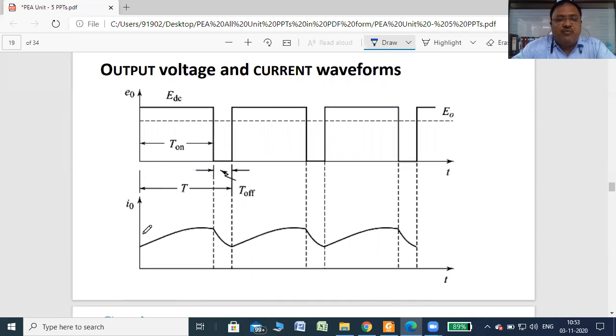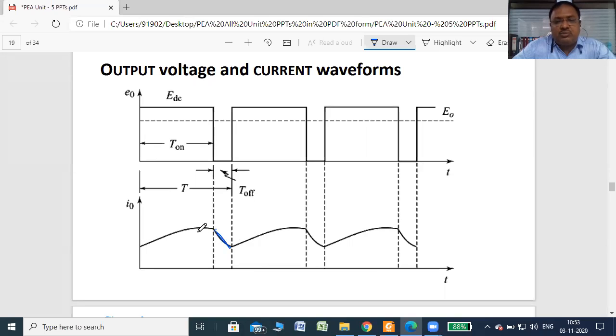That is shown here in the output waveform. Here the switch is on, and at that time the output voltage equals EDC. The inductor stores charge, so the current increases like this. At this instant, when the switch is off, the inductor starts to release energy through the load and EDC. So the current decreases, but it is still positive and continuous. It is not discontinuous current; the current is continuous. Voltage becomes zero, but current is still continuous. Then at this instant the switch is on again, and so on.